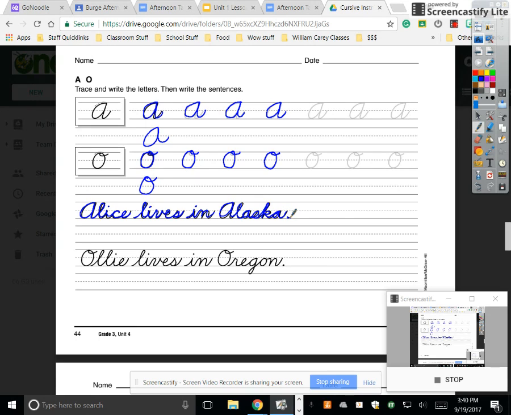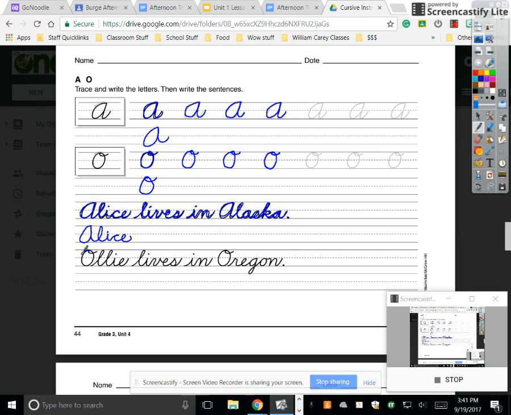Okay, so it's not that bad. But when you trace it, you write it down here. I'll just do the first word as an example. A, L, I, C, E. Alice. And then the next one is Ollie lives in Oregon.